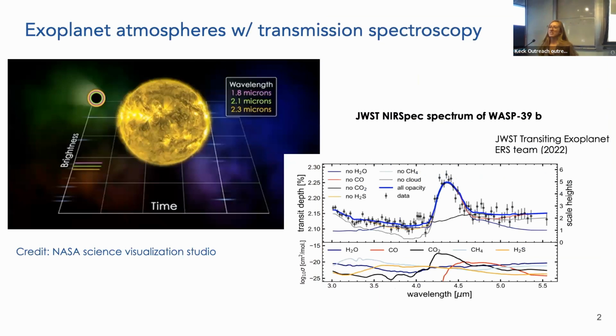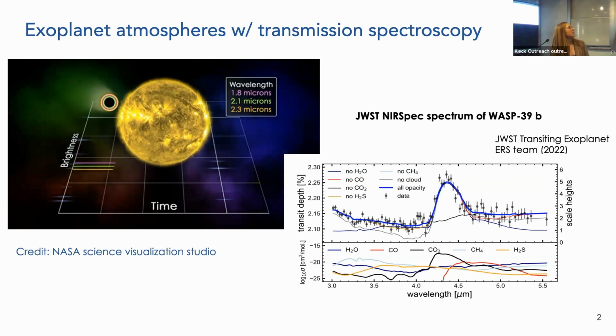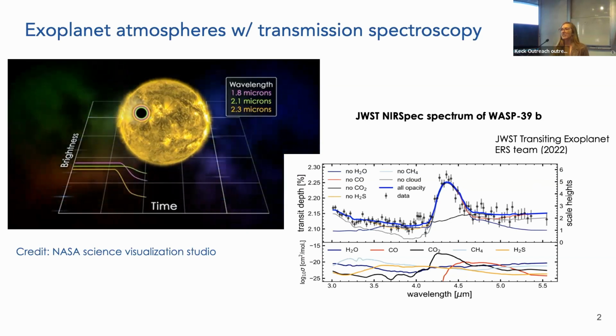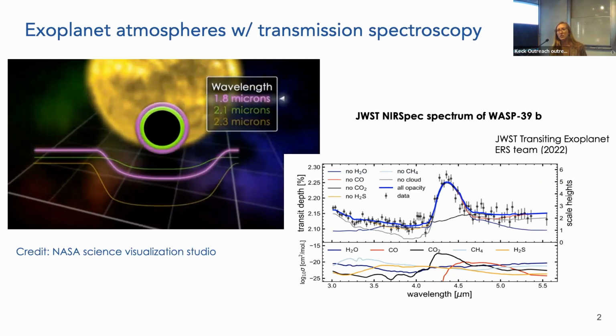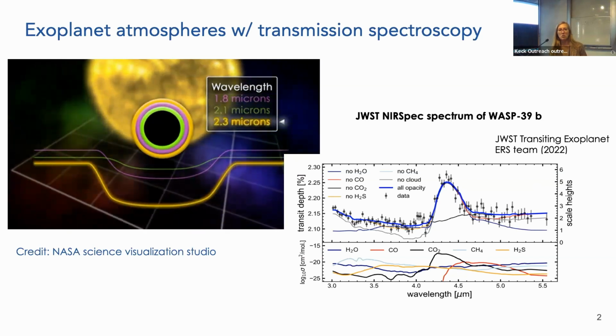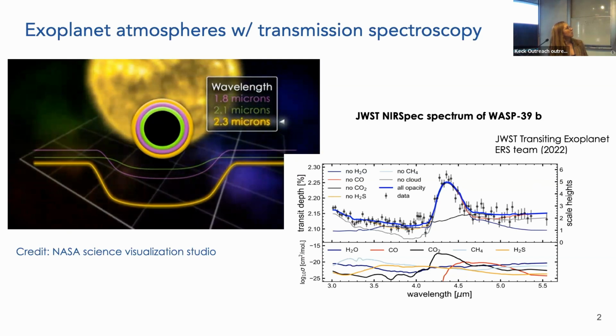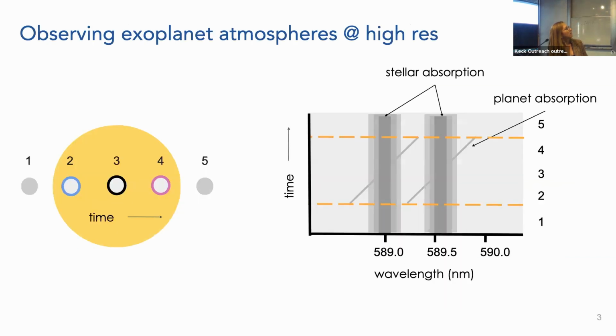Okay, so most of the time when we think about characterizing exoplanets, we think about characterizing them with transit transmission spectroscopy that's performed at low resolution. The idea is that you have a time series observation where you look at the transit of a planet in front of its host star, and you do this at multiple wavelengths.